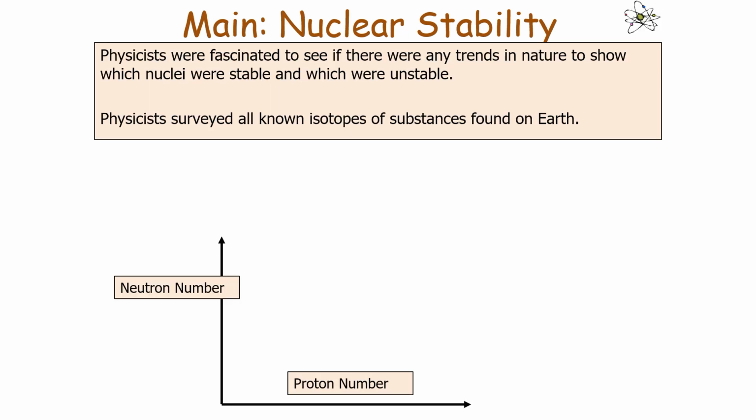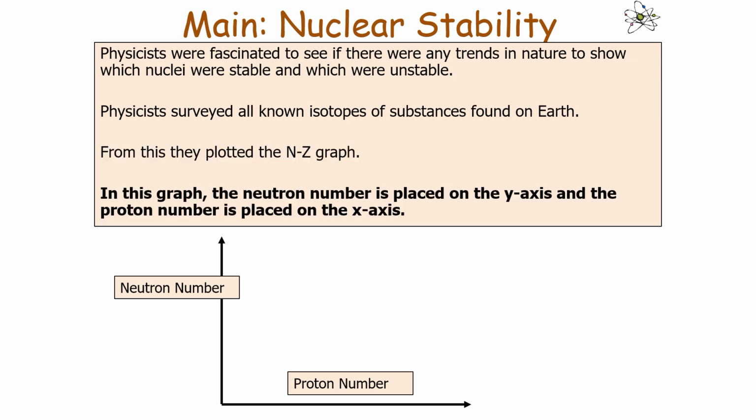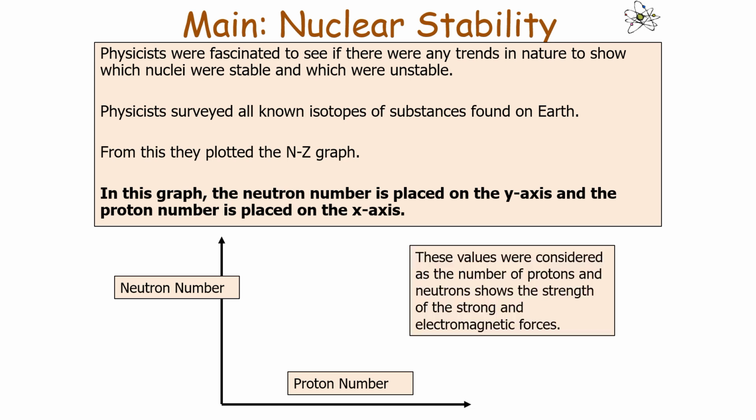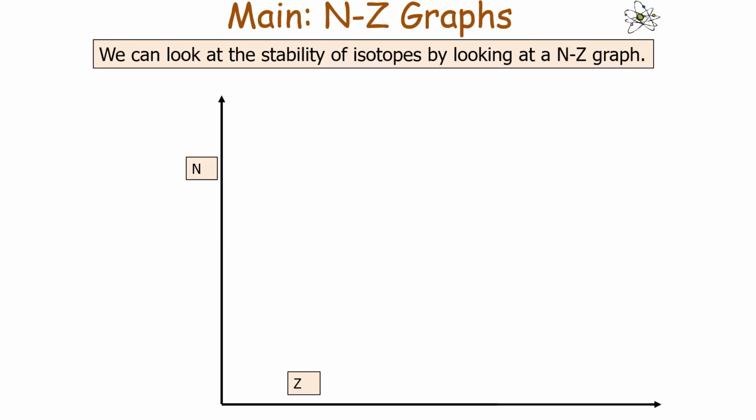Now physicists were fascinated to see if there were any trends in nature to show which nuclei were stable and which were unstable. So physicists surveyed all known isotopes of substances on Earth, and from this they plotted an NZ graph. So in this graph the neutron number is placed on the y-axis and the proton number is placed on the x-axis. Now these values were considered as the number of protons and neutrons can show the strength of the strong and the electromagnetic interactions. So we can look at the stability of isotopes by looking at an NZ graph.